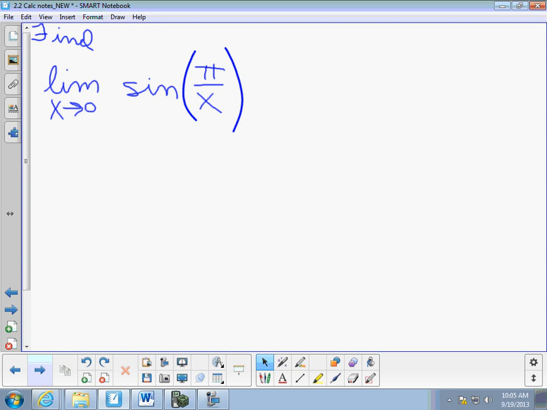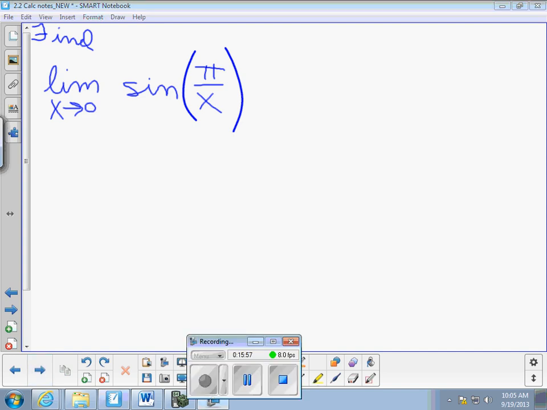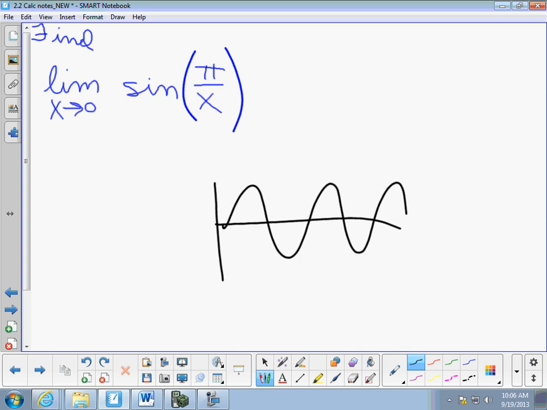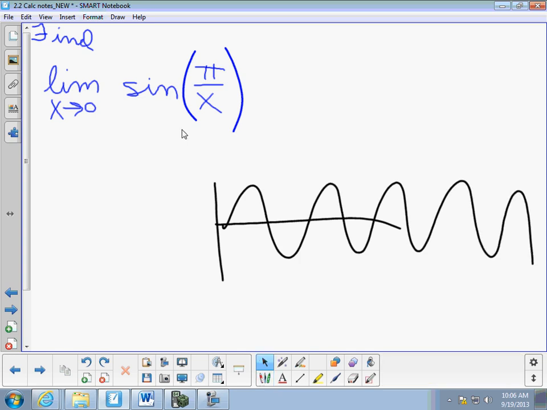So what's interesting here is that as x gets smaller and smaller, pi over x goes to infinity. If this is going to infinity in here, think about what sine looks like as its input gets bigger and bigger. Sine looks like this, right? It goes on, on, on. Stick that in your calculator and take a look at it. Let's see what the picture looks like.